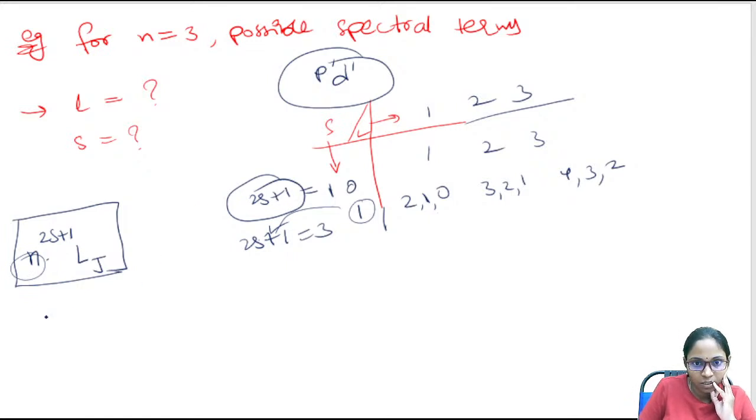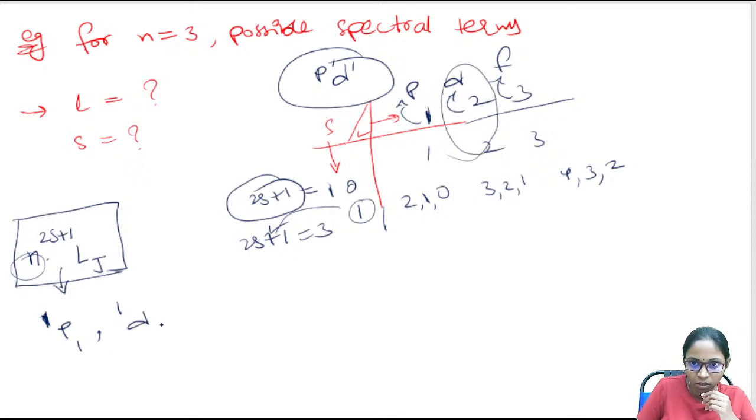Here for L, this is P, D, F. For L equals 1 we will have P, for L equals 2 we will have D, and for L equals 3 it will be F. Okay, so I'm writing here for multiplicity 1 the spectral terms: 1P1, comma, 1D2, 1F3. Okay, 1F3.